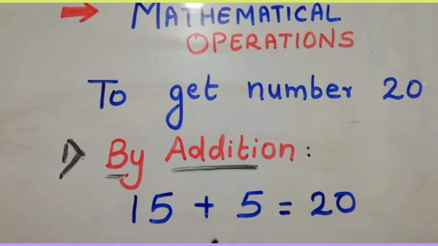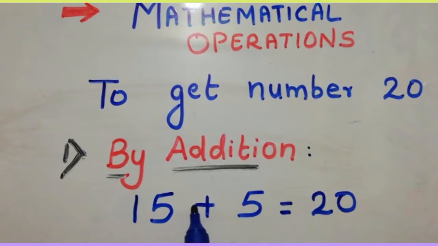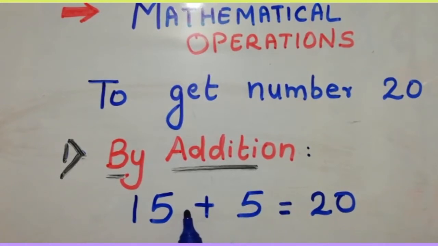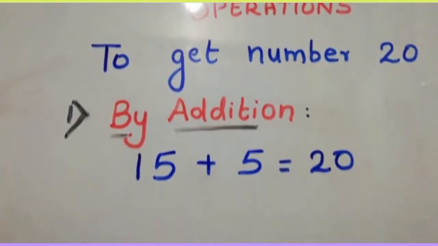This side is the left hand side of the equation, and this is the equal to sign, and this is the right hand side of the equation. Now 15 plus 5 is equal to 20. So left hand side is equal to right hand side, and right hand side is equal to left hand side. That you have to remember.